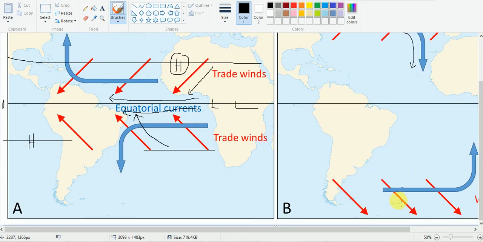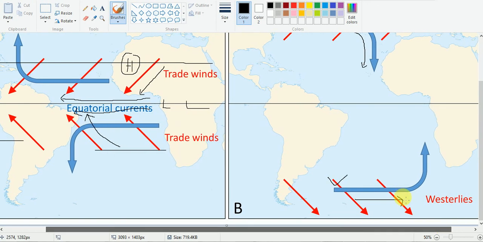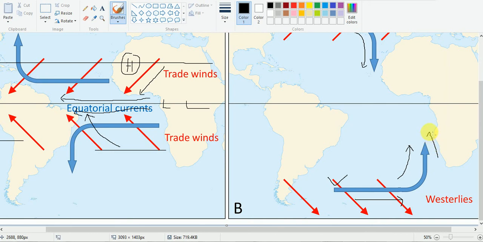Likewise here also, these arrows show westerlies, and westerlies are dragging these ocean currents towards the east, but due to the Coriolis force, it is turning to the left and flowing along the west coast of Africa as a cold current, this Benguela current.